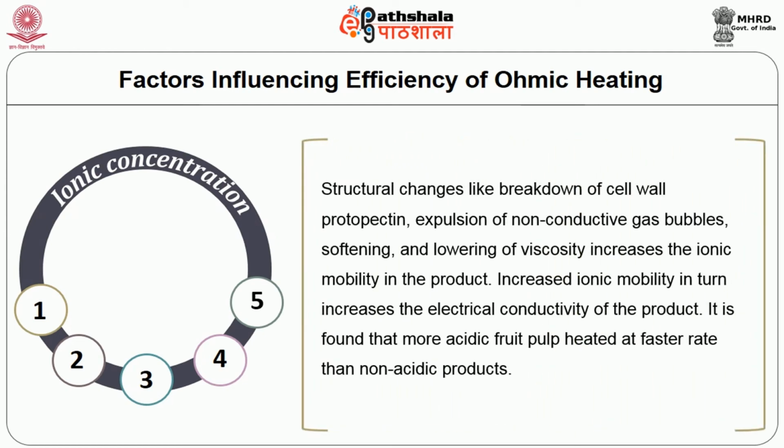Structural changes like breakdown of cell wall protopectin, expulsion of non-conductive gas bubbles, softening and lowering of viscosity increase the ionic mobility in the product. So, increased ionic mobility in turn increases the electrical conductivity of the product. It is found that more acidic fruit pulp is heated at a faster rate than non-acidic products.